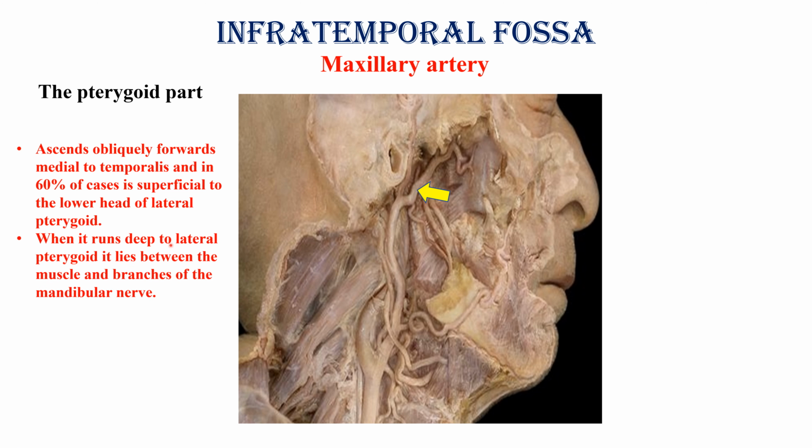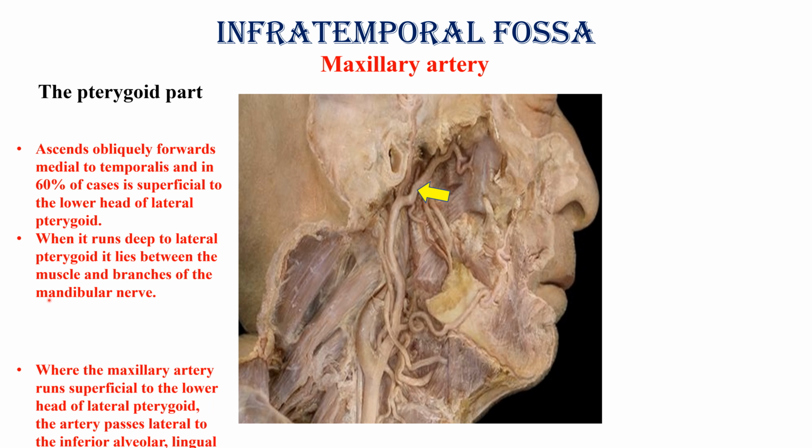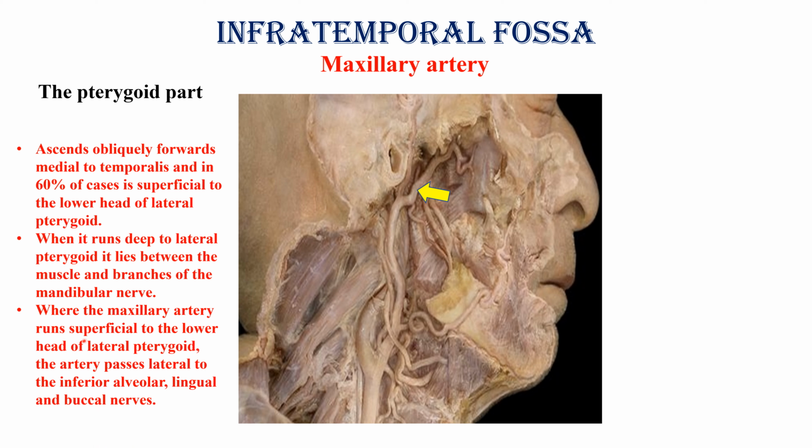When it runs deep to the lateral pterygoid, deep to that head, it lies between the muscle and the branches of the mandibular nerve, which is almost all the time deep to the lateral pterygoid. So either superficial or deep to the lower head of lateral pterygoid. When it is deep to the lower head, it is anterior to the mandibular nerve and its branches.